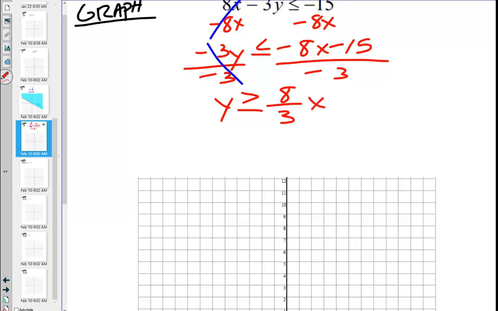What's negative 15 divided by negative 3, Harry? Negative 15 divided by negative 3 is negative 5. No. Negative 15 divided by negative 3 is positive 5. It's just positive 5. I said that, right?